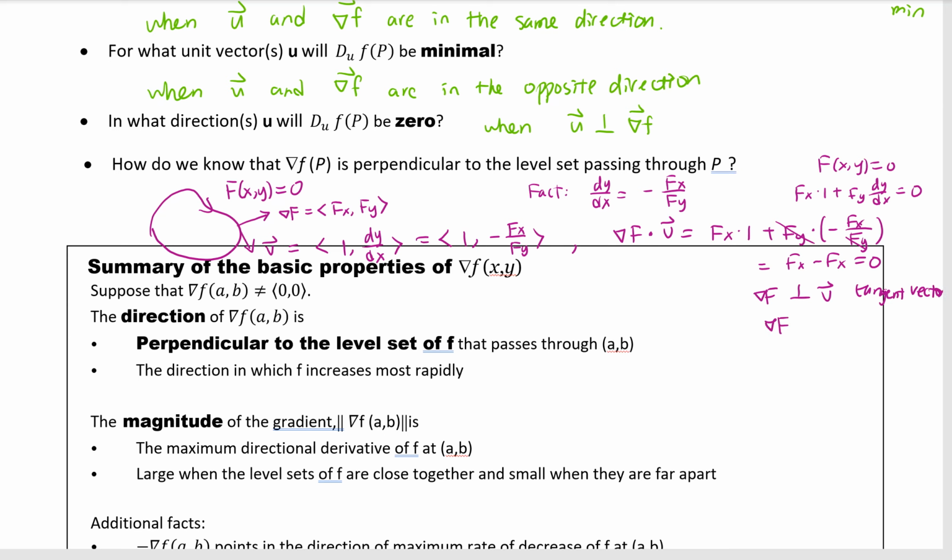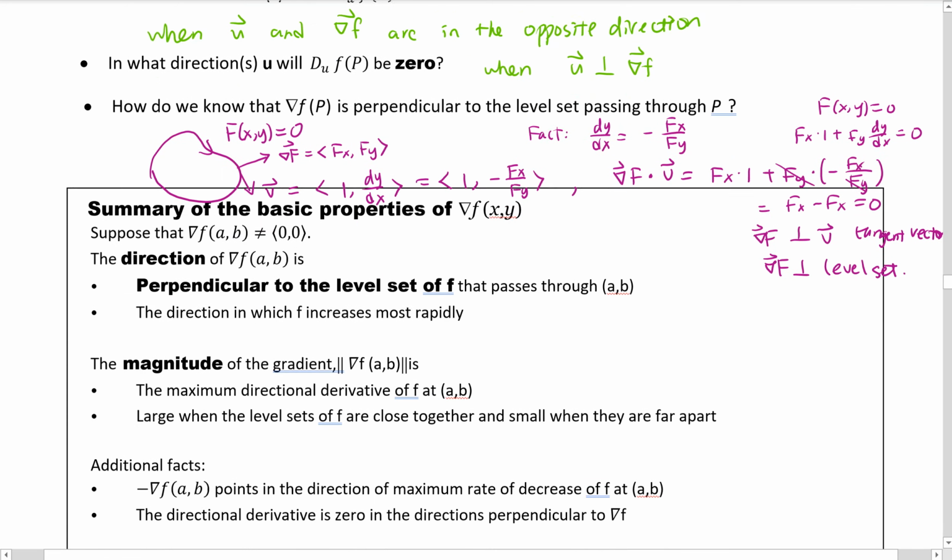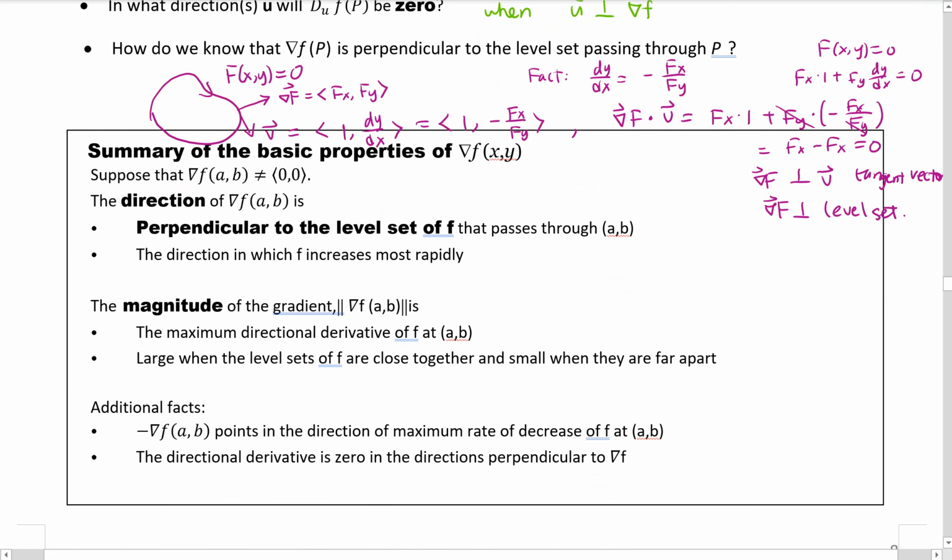So it means that the gradient vector, sometimes I forget to use the arrow symbol, is perpendicular to the level set. So this is the idea. So far, so good? Okay, so here I put down a summary of the basic properties of the gradient.